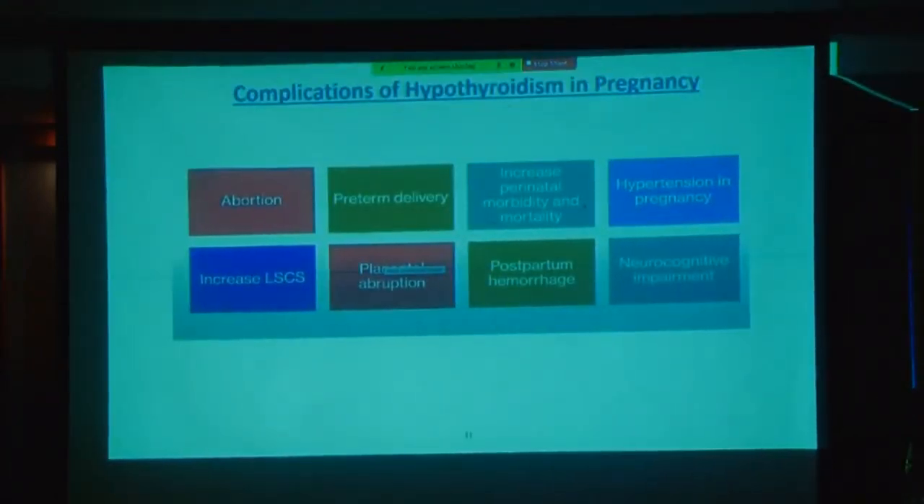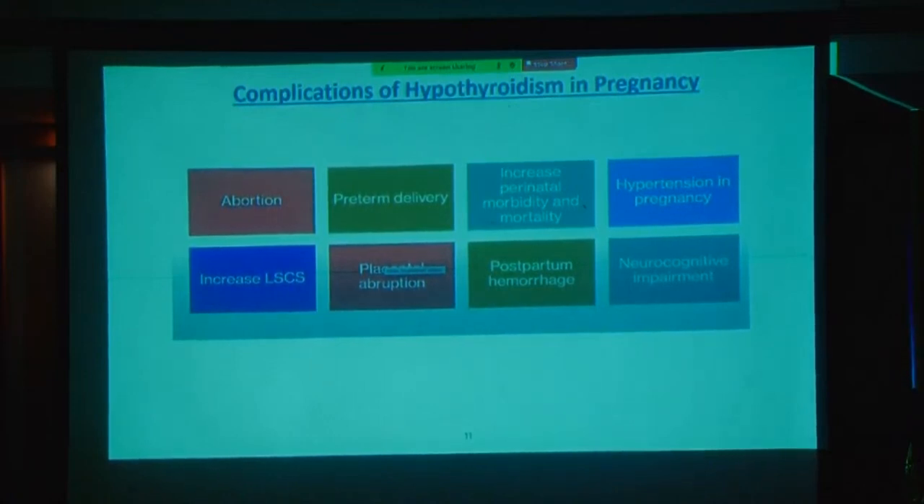So what are the complications you anticipate if you don't treat subclinical hypothyroidism? They can have problems with both the mother and the fetus. Both can happen. The mother can have anemia, pregnancy-induced hypertension, miscarriage, frequent abortions can be there. Hypertension in pregnancy is very important. LSCS rates can also be very high.